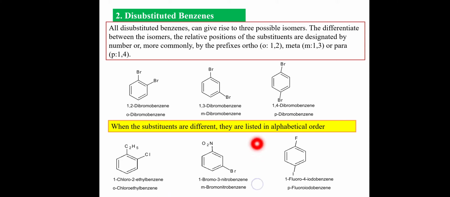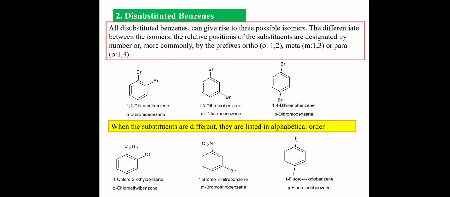In the next example, two substituents are present, here NO2 and bromine. Which will come first? Again, same logic. Here bromine, that means B, and NO2, that means N. Of course, B will come first according to alphabetical order. Therefore, numbering should start from this bromine side. Bromine having number 1, 2, 3, 4, 5, 6.